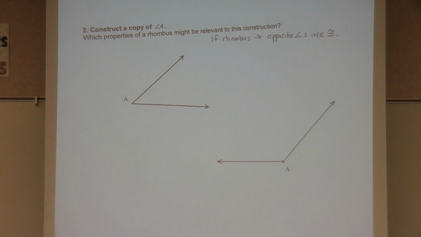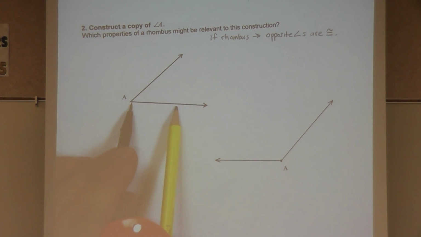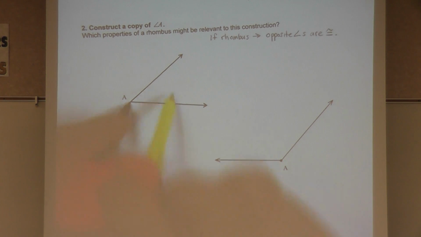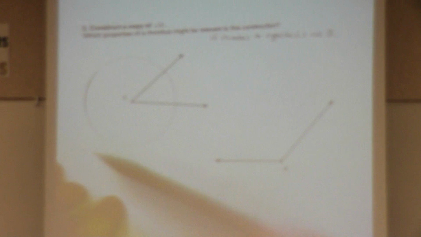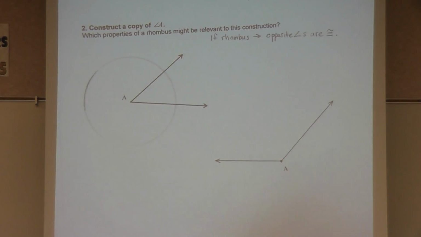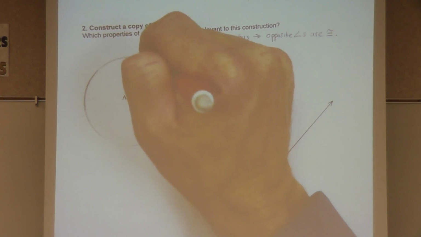So I get to choose what I want to make the lengths of my rhombus, meaning that they weren't given to me. So if I just take my compass, set it to any arbitrary length, pick something convenient to work with, you don't want it too small and you don't want it too big. So if I draw a circle centered at A, and find where it intersects the 2 rays, we'll call those B and C.